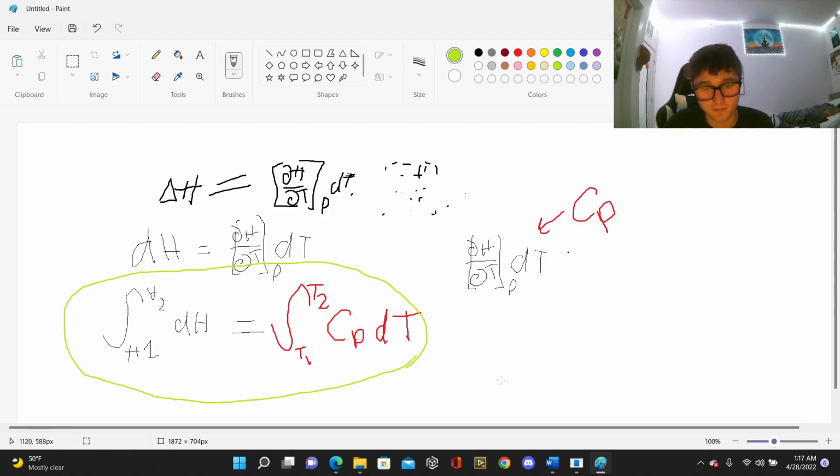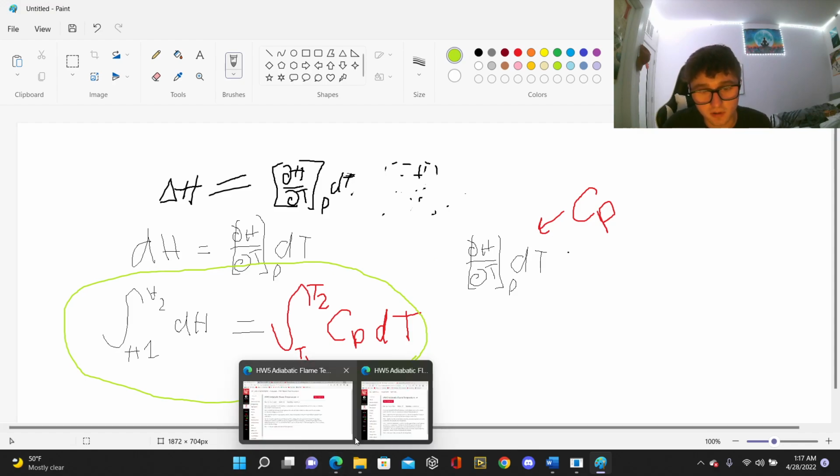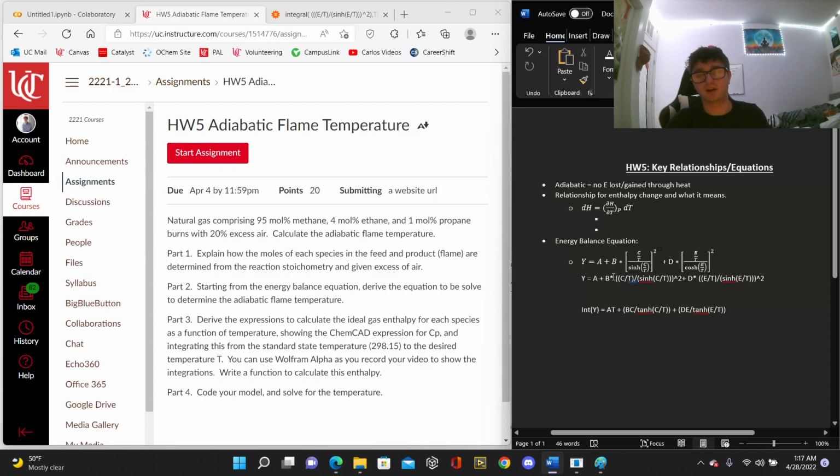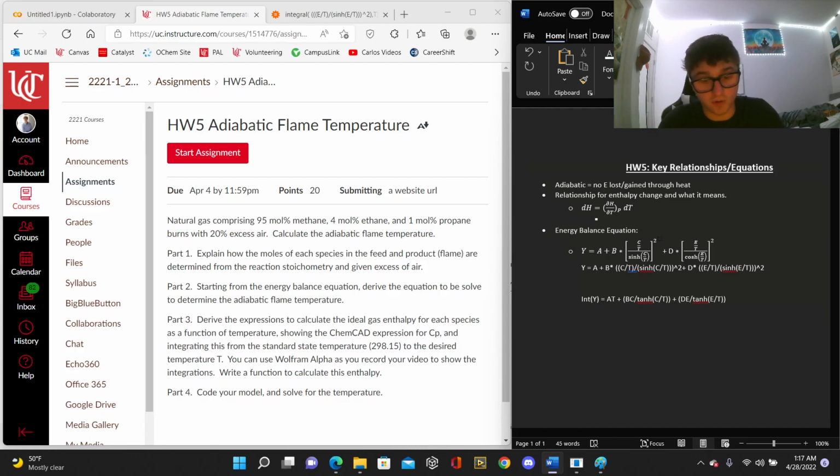Moving along, I'm going to pull up what we need to do next. I have this document right here, and I had planned on using it before, but pretty much what you can see is that we have this right here. This is our relationship after reorganizing. We got what I just showed you. It is going to give us the enthalpy change is equal to the CP value, right?